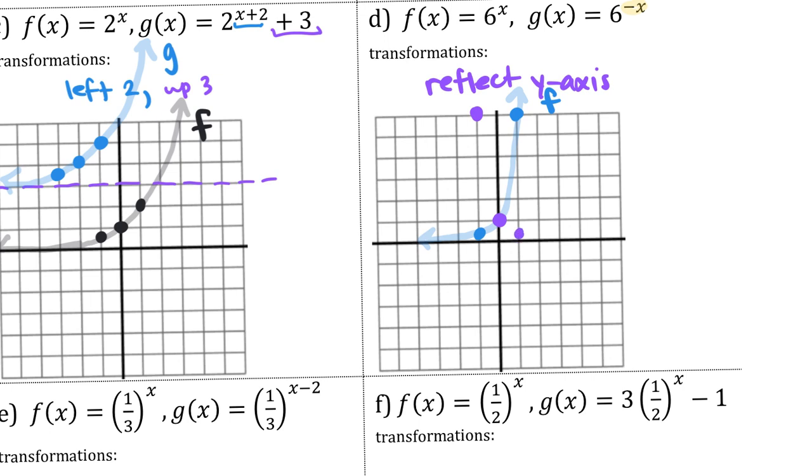Okay, I'm going to draw this in. It's going to look like this. Don't let it cross the x-axis. That's the asymptote. And then if I look at this graph, this is reflecting the y-axis. This is the y-axis. If I folded on this line, the left and right sides would match exactly. That's reflecting the y-axis.